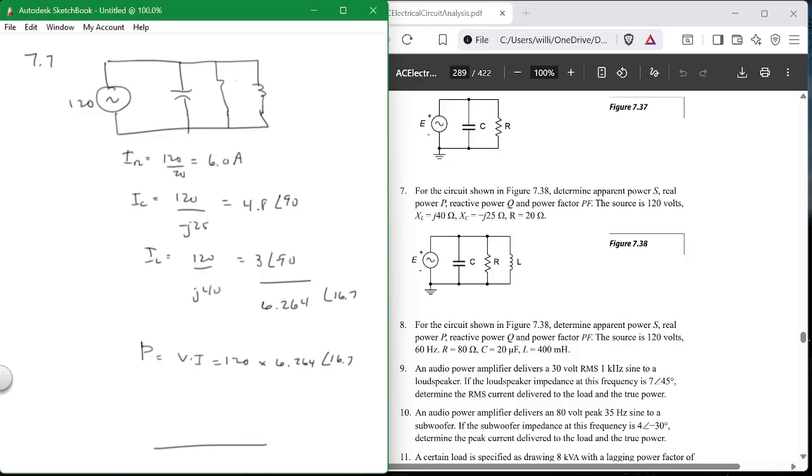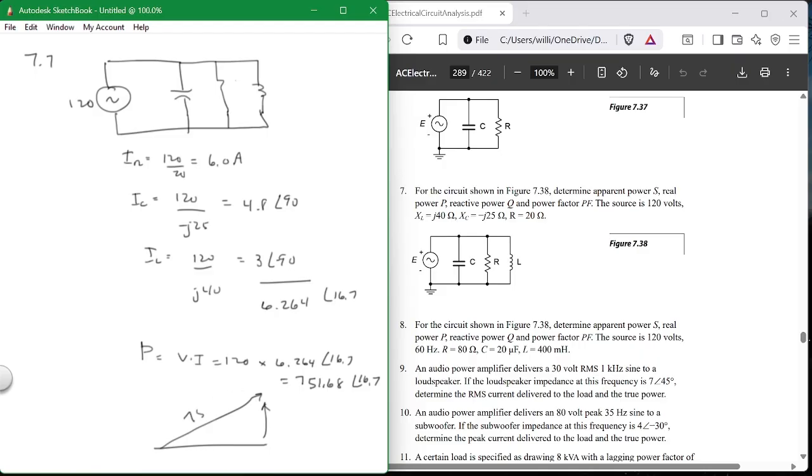Draw the power triangle. Okay, what is it? V times I is this, right? 120 times 6.24 is what? Times cosine theta. What's this side here? It's V times I. This is equal to 751.68 at angle 16.7. That's equal to V times I.